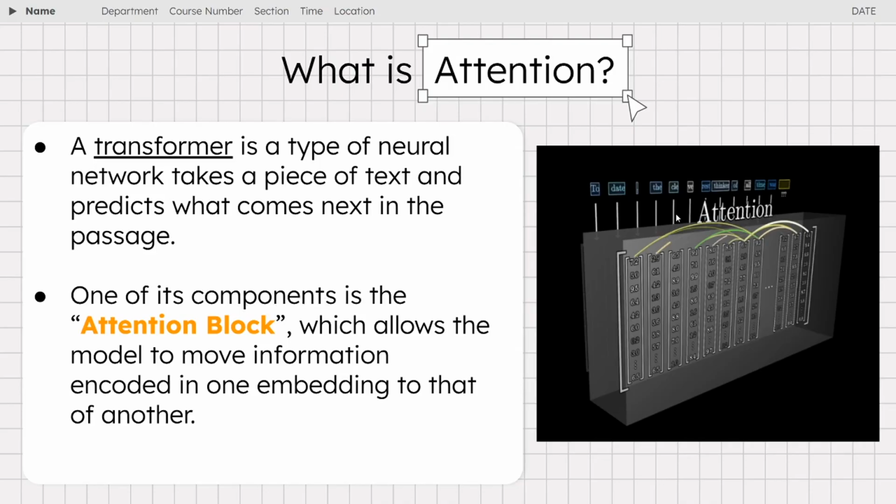One of the components of the transformer is the attention block, which allows the model to move information encoded in one embedding to that of another. As you can see, all of these are somehow influencing the embedding of this one, passing information to the embedding of this one. And this is the key for how a transformer predicts what comes next in a passage.